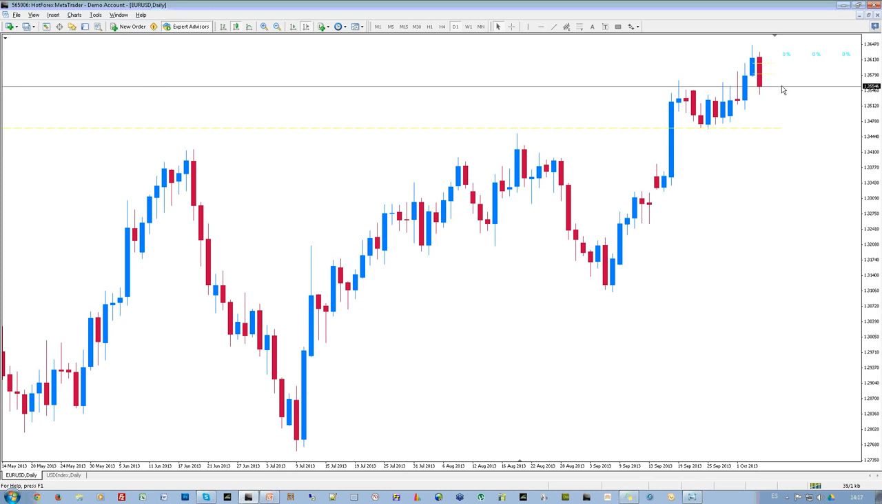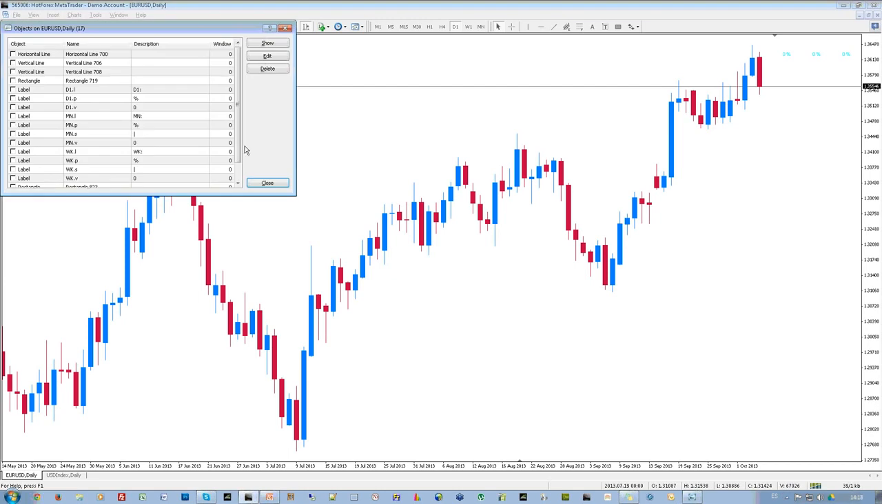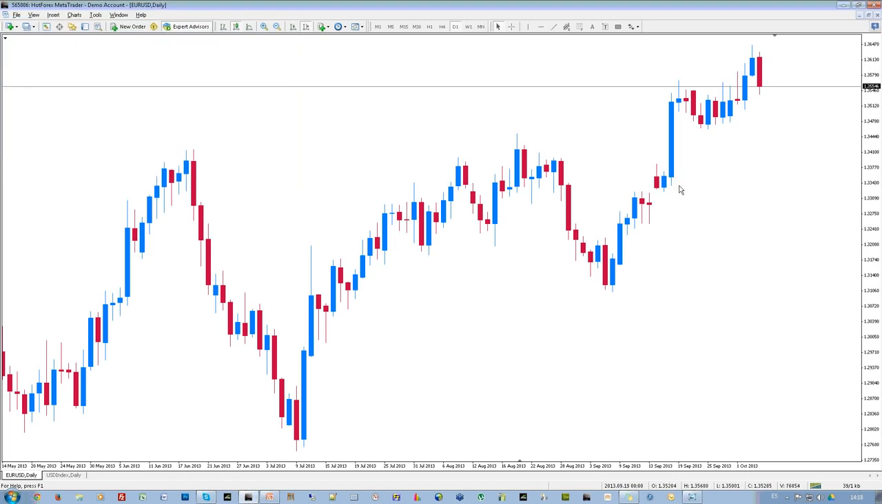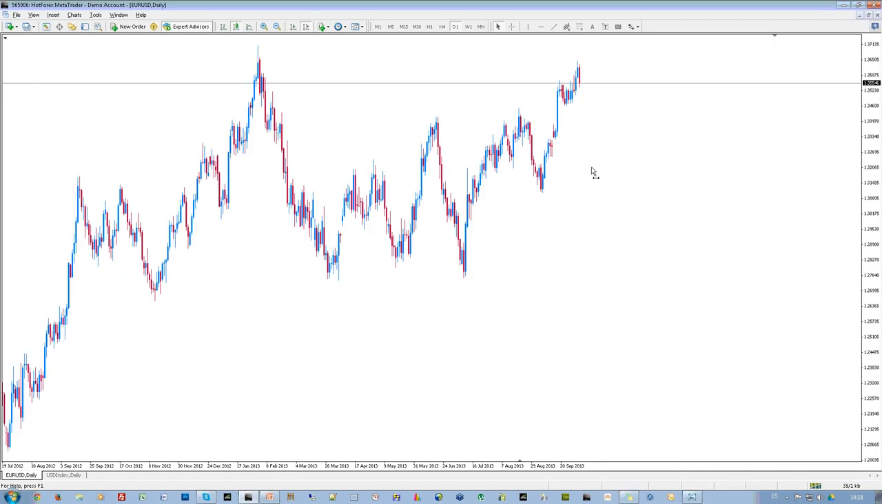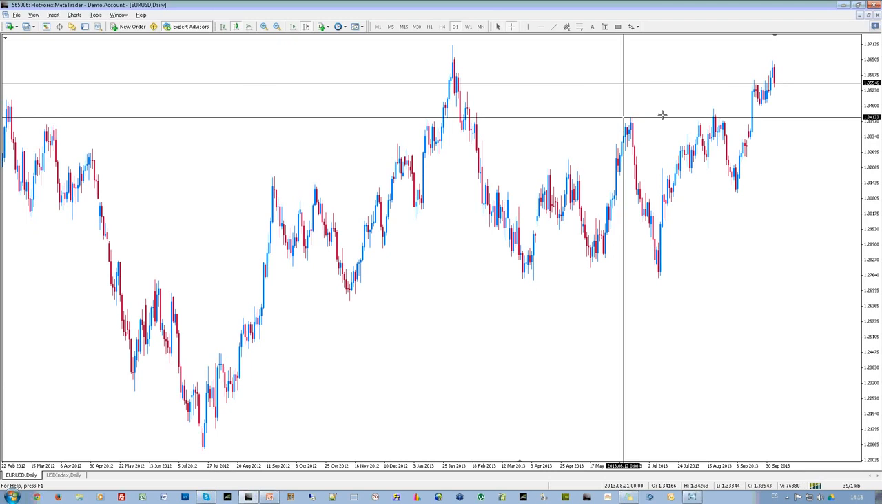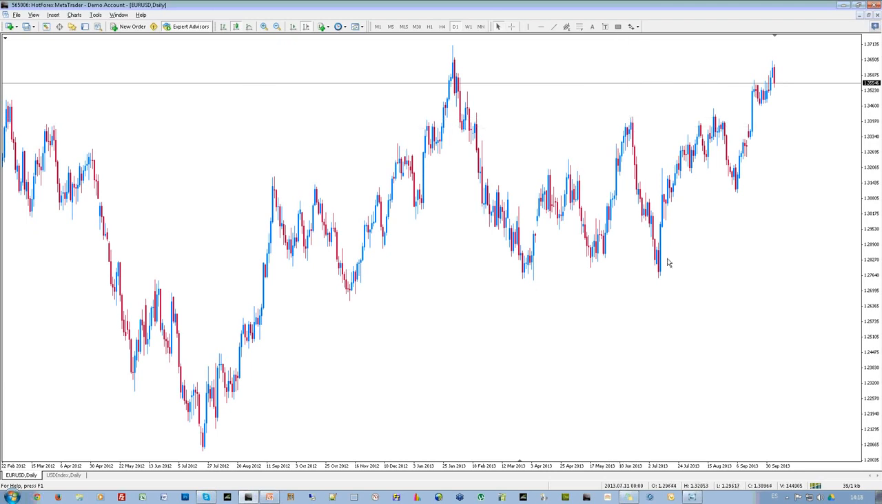It's the same thing. Price is fractal. Let me go to the objects list, and then we'll remove everything here. Okay. So on the daily, look. Here we've got a very clear, if we zoom out, we will see the imbalances. Look at this leg down, leg up, and it took out this area. So this is a good area.